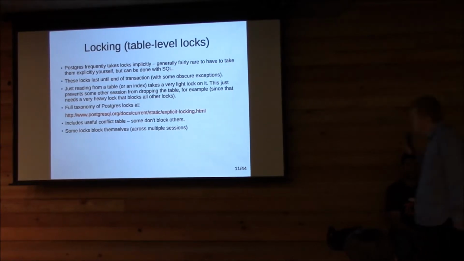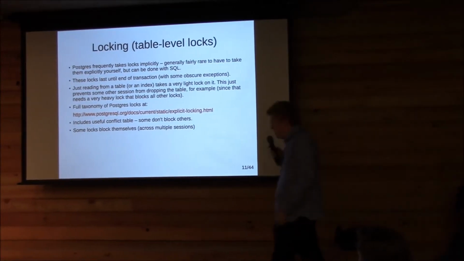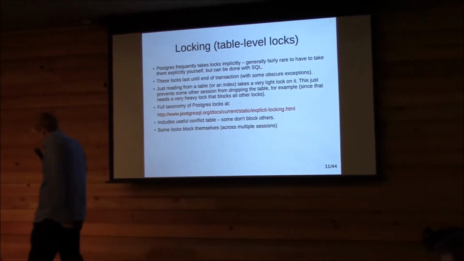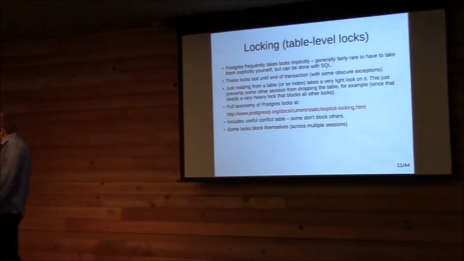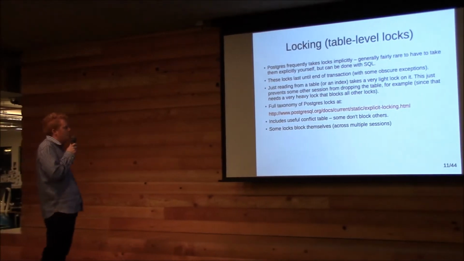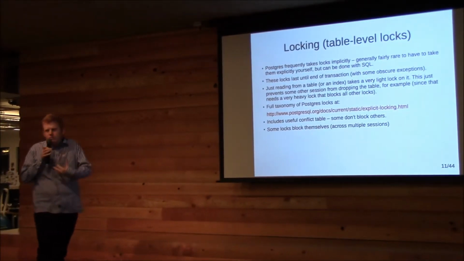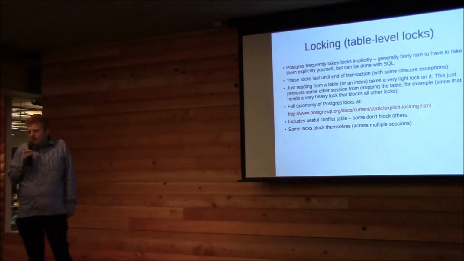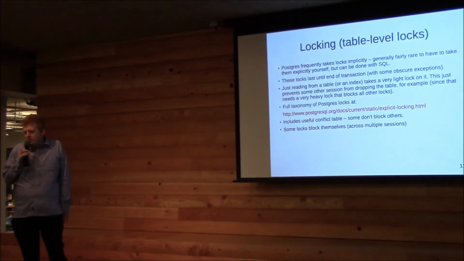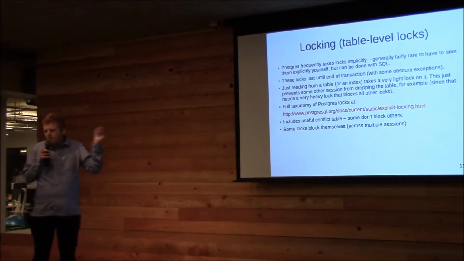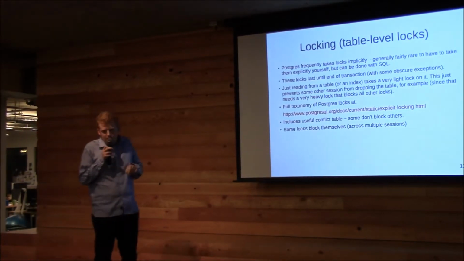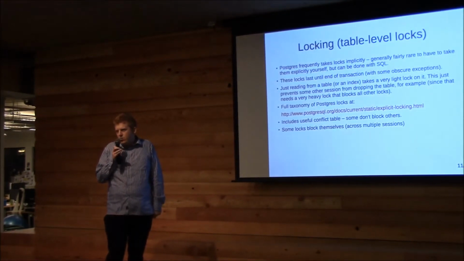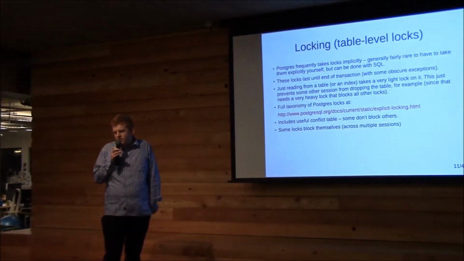Blocking, table level locks. So Postgres frequently takes locks implicitly, automatically without you necessarily being aware of it. And typically these locks will last only the duration of the transaction. So you can explicitly lock, for example, tables using a lock command in SQL, but you cannot explicitly unlock because generally you'll want the locks to persist for the duration of the transaction.